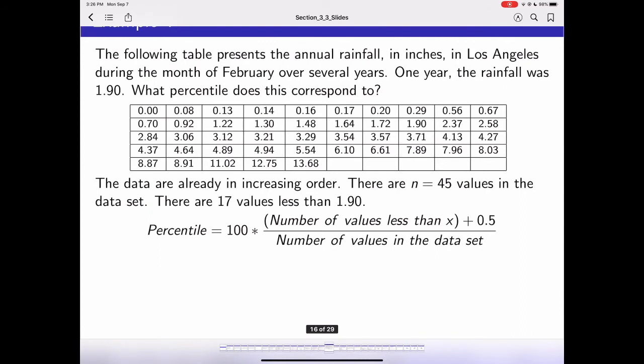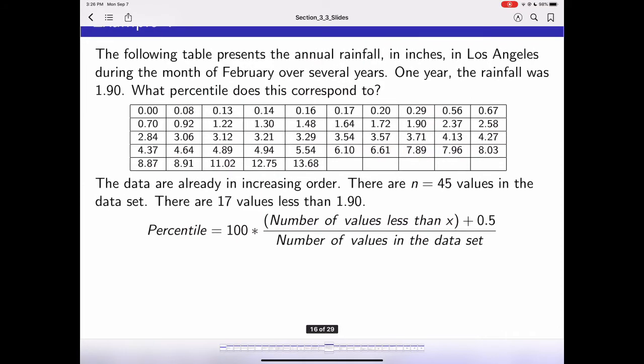Example 4, again, we're going to use that Los Angeles rainfall data. And the year that we're going to try and figure out is when it rained 1.90 inches, and we want to know which percentile that corresponds to. Again, the data is already in increasing order. There's 45 observations. If we count, there are 17 values less than 1.90. So our percentile, remember, is 100 times the number of values less than x plus 0.5 divided by the total number of values in the data set.